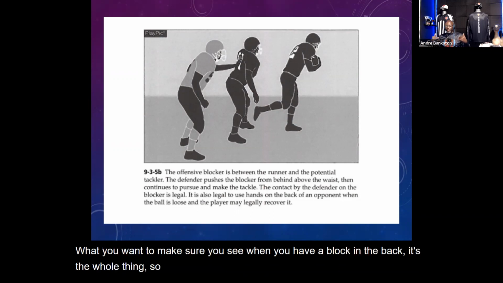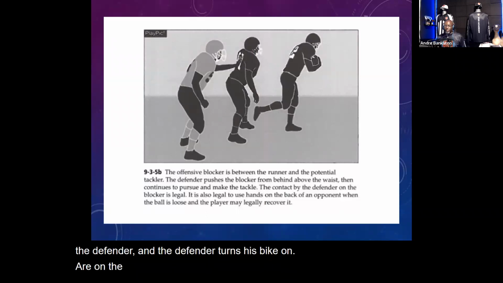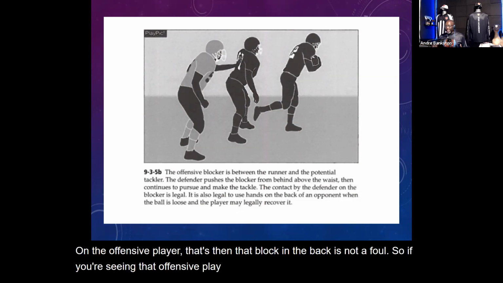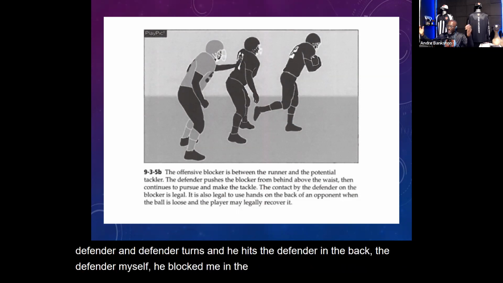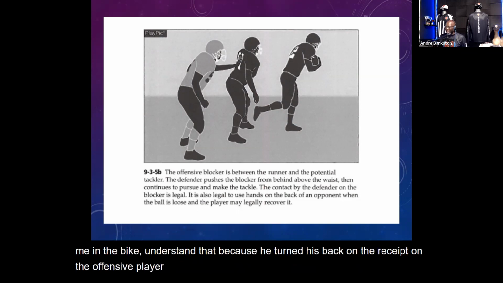So let's say an offensive player is initiating a block against the defender, and the defender turns his back on the offensive player. Well, that block in the back is not a foul. So if you're seeing that an offensive player is engaging or about to engage with a defender, and the defender turns and he hits the defender in the back, the defender might say, oh, he blocked me in the back. The coach may say, oh, he blocked me in the back. Understand that because he turned his back on the offensive player, that block in the back is legal.